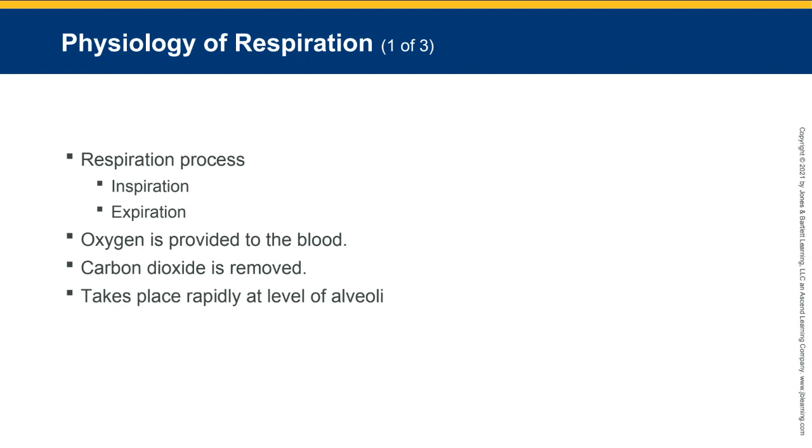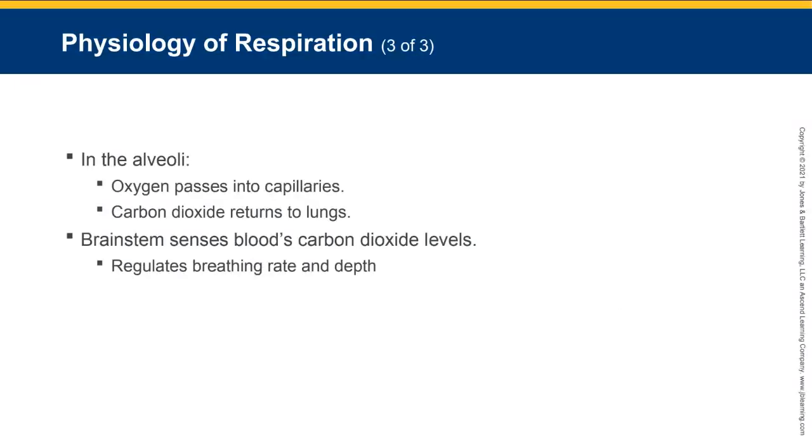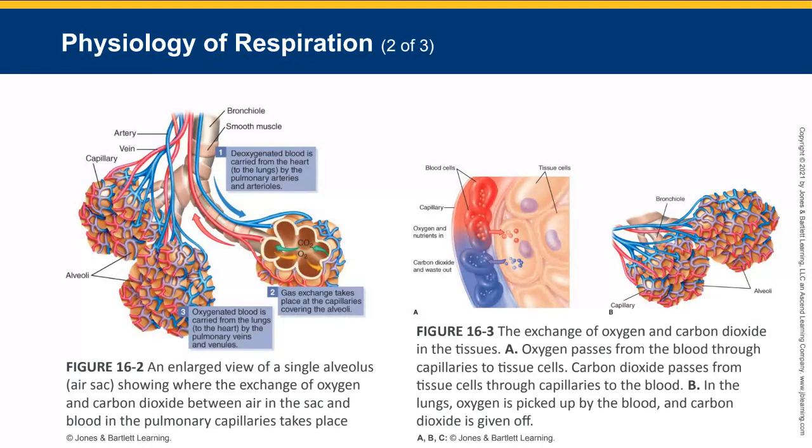Oxygen is provided to the blood. Carbon dioxide is removed. This takes place rapidly at the level of the alveoli. And there's a diagram depicting all of that. In the alveoli, oxygen passes into the capillaries. If you look at this diagram, you can see that there are blood vessels wrapped around the alveoli. So you have pulmonary capillaries wrapped around it.